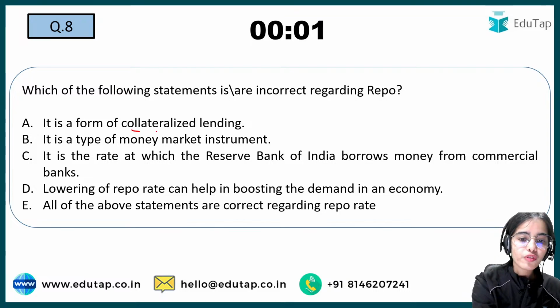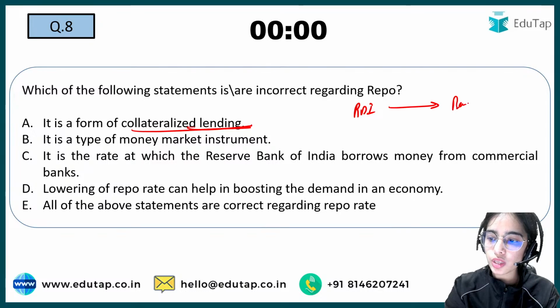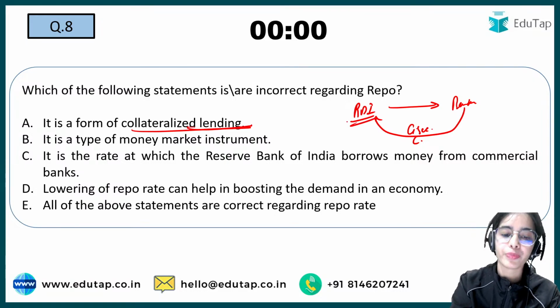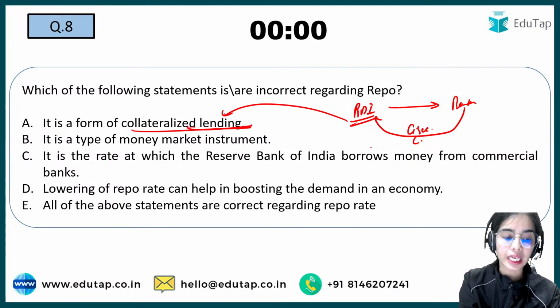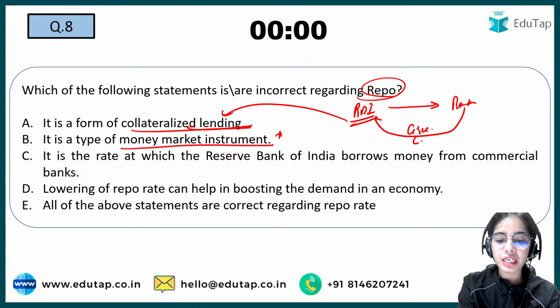It is a form of collateralized lending. So the Reserve Bank of India is giving loans to the banks, and the banks have to give government securities as collateral to the Reserve Bank of India. So yes, it is collateralized lending. It is a type of money market instrument. So yes, repo operation is a short-term instrument, so it is a money market instrument.